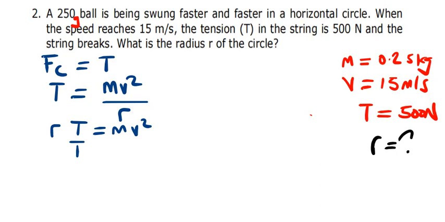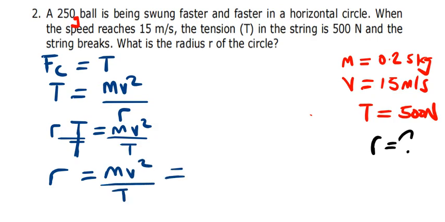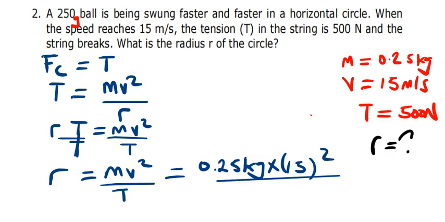Therefore I'm just going to divide by t on both sides. Therefore my r is equal to mv squared over t. Now what is the mass that we've been given? We're saying it is 0.25 kg multiplied by the velocity. In this case we've been given that it is 15 meters per second, but now this is squared, so I'm going to square it over my tension. Tension, I've been given that it is 500 Newtons. Okay, basically this is what I have.